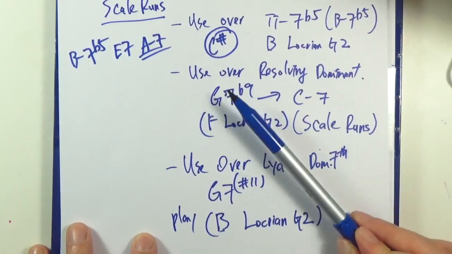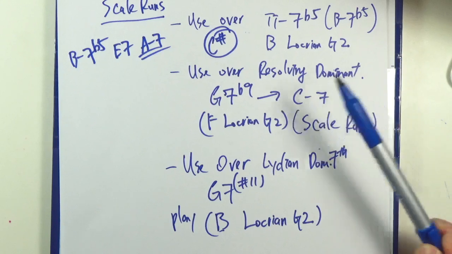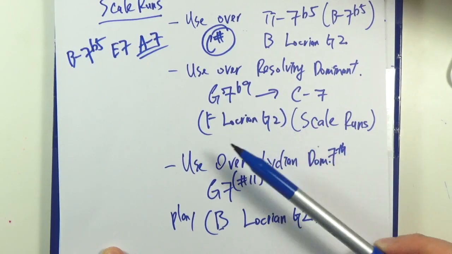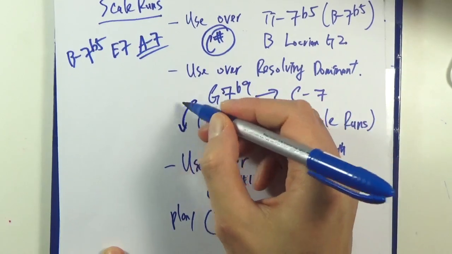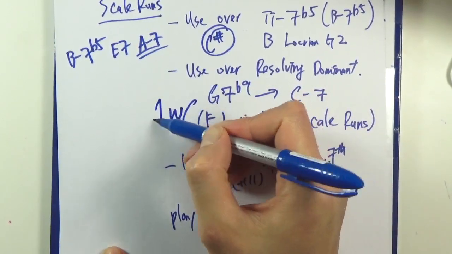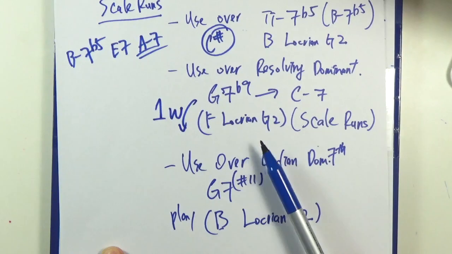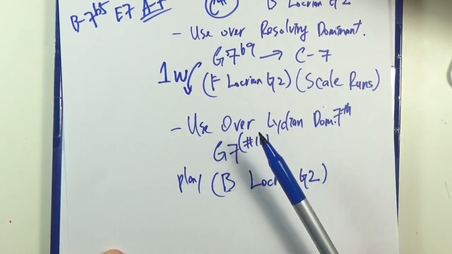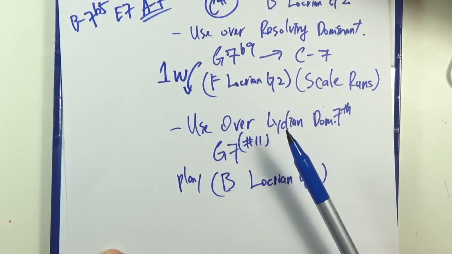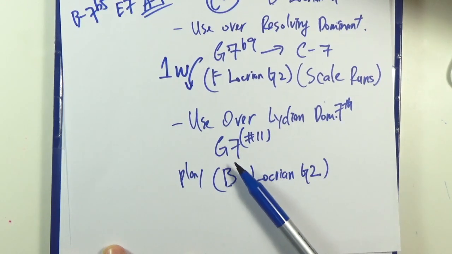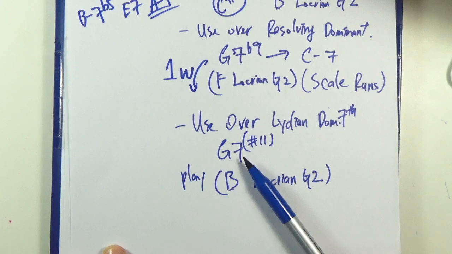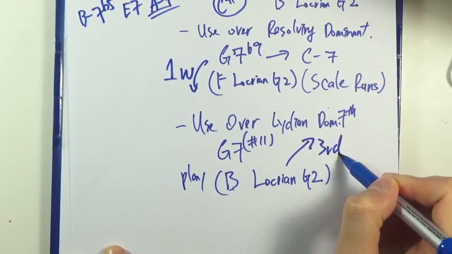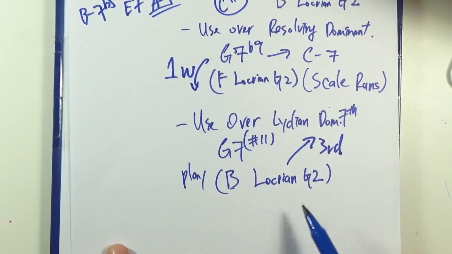And we can also use this over a resolving dominant. So for example, G7 flat 9 going into C minor, you can play F Locrian natural 2. So you go down a whole step and play the F Locrian natural 2 scale. Another use is you can use it over a Lydian dominant 7th chord. So for example, G7 sharp 11. You go up a third, major third, and that's B Locrian natural 2.